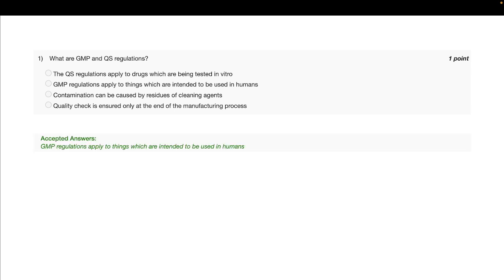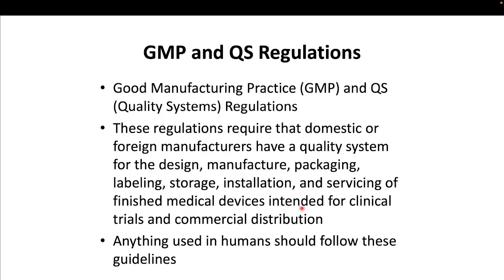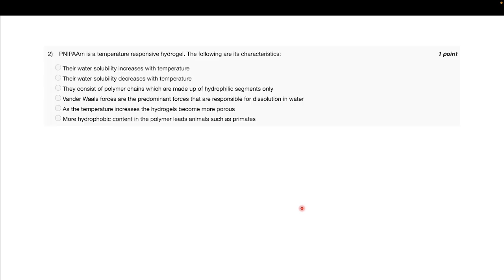The correct answer is that GMP regulations apply to things which are intended to be used in humans. So what is GMP? GMP is nothing but good manufacturing practices. These are protocols that are properly defined, and these apply to anything that has to be used in humans, be it food or medicine. You can read more about GMP and quality control regulations in this particular slide. Okay, then I'll move on towards the next question.